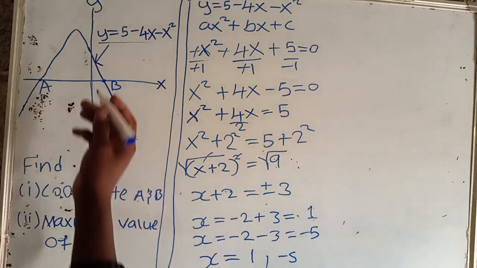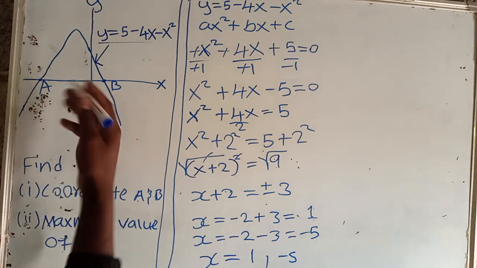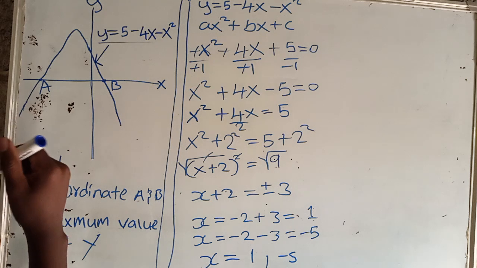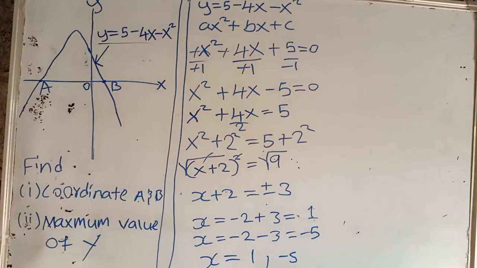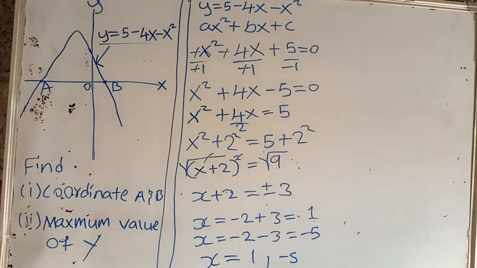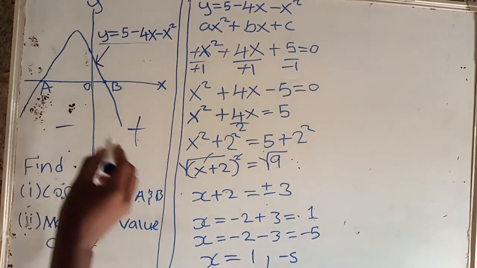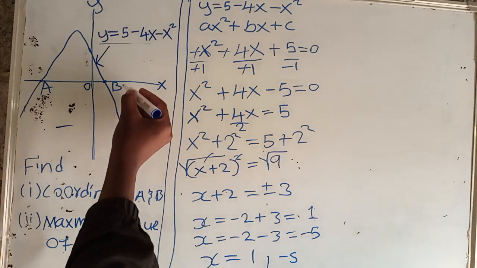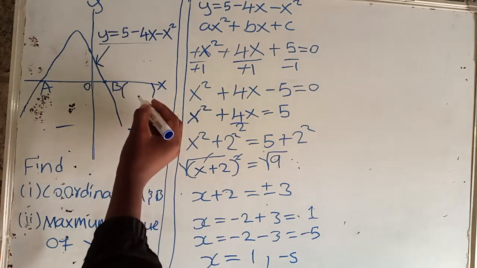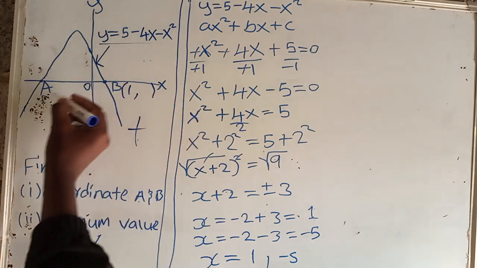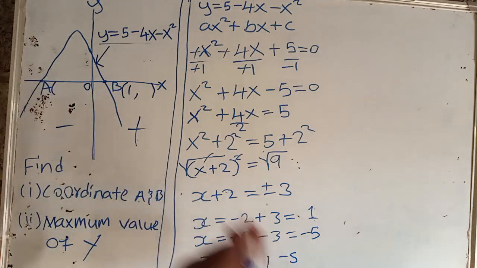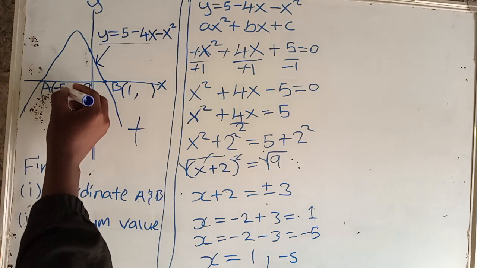So you can see that on our number line, the negative part is this side, and the positive part is this side. Okay, so according to our graph, this side is positive and this side is negative. So our 1 will be here. We are going to put them in brackets like this. So we have our 1, then comma, then this side we have negative 5, comma.